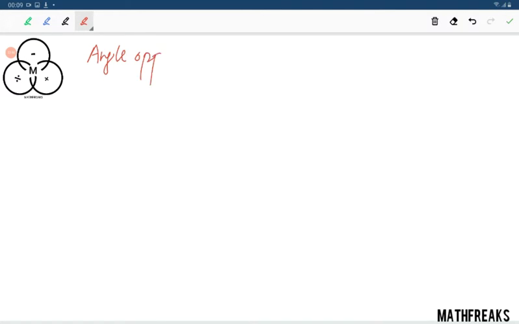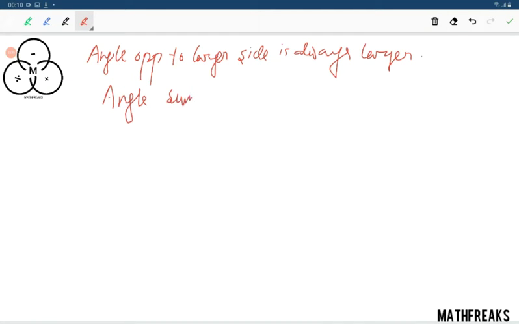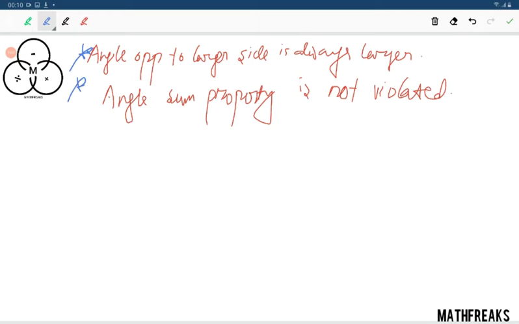Angle opposite to larger side is always larger, and angle sum property, that is sum of all the interior angles of a triangle is 180 degrees, is not violated. These are the two things that you need to ensure while finding the side, while applying sine rule.